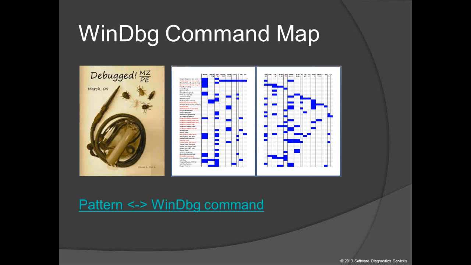The first issue of Debugged magazine has a very useful table and map compiled from pattern examples that shows what WinDbg commands can be used for memory dump inspection if you suspect a certain pattern. Unfortunately, more than 100 patterns have been added since the publication of this map, so it needs a revision in 2014, so this is what I do next year.